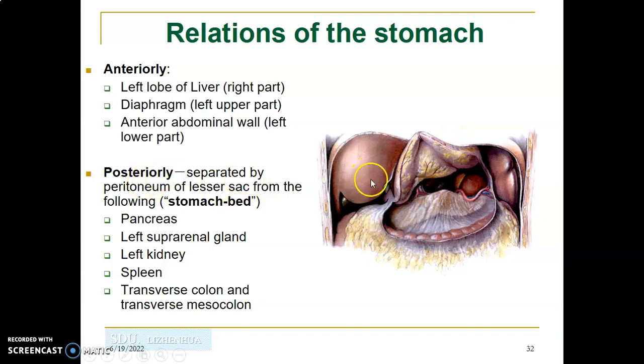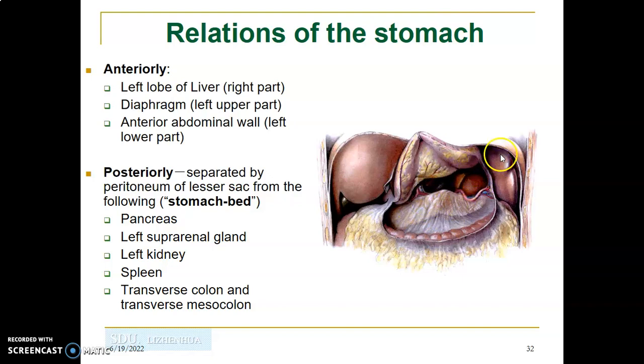Then posteriorly, what structures are posterior to the stomach? These are structures that form the stomach bed. You can be asked to list the structures posterior to the stomach or the structures on the stomach bed. So these include the pancreas, the left kidney and the left suprarenal gland sitting on top of it. This is the left kidney and left suprarenal gland. This is the pancreas. This is the stomach, which has been reflected away to show the structures on the stomach bed or posterior to the stomach. So you have the pancreas, left kidney, left suprarenal gland.